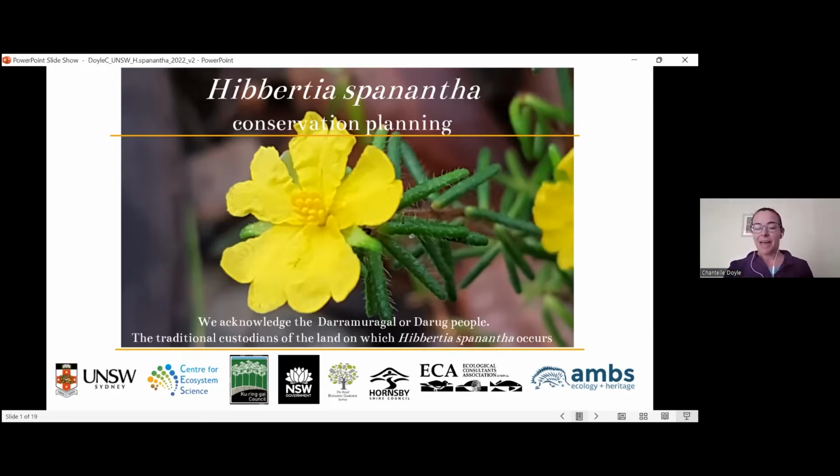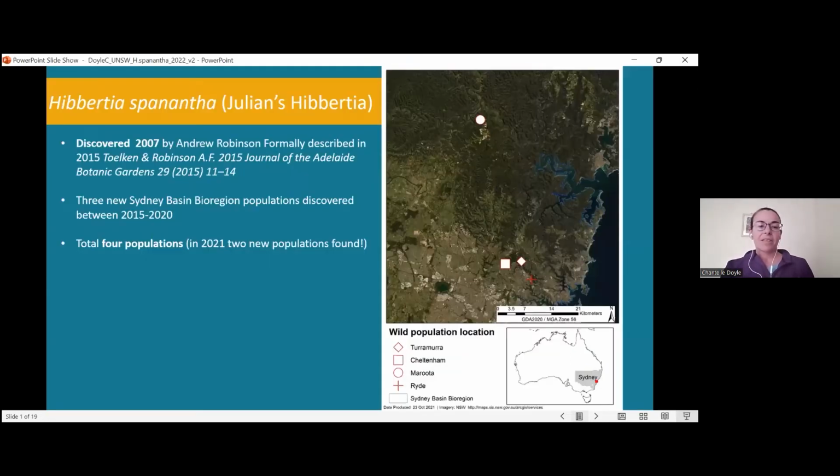but we needed to look at to hopefully make sure the conservation planning of this species was effective. Now, this species was discovered in 2007, but it wasn't named until 2015. It's known from 4 populations, 3 right in the Sydney Basin and then 1 kind of adjunct population up near Maruta. 2 more populations were found last year, which was exciting, but they're not included in this talk.